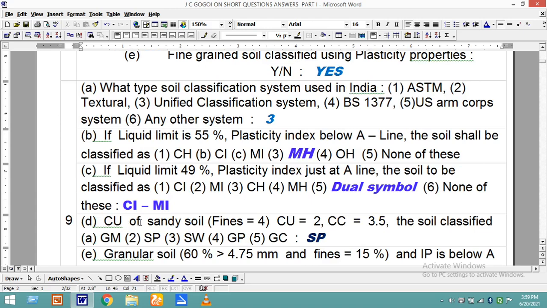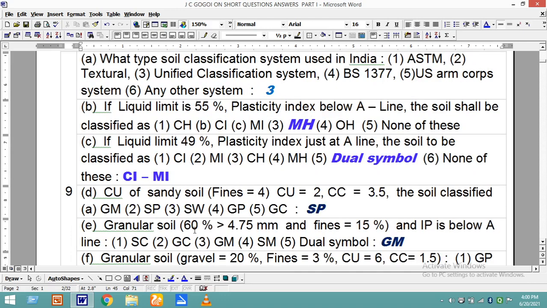Coefficient of uniformity of a sandy soil having 4% fines is 2, and Cc is 3.5. The soil is classified as GM, SP, SW, GP, or GC. This criteria shall fulfill the required condition of SP, so it is SP soil.